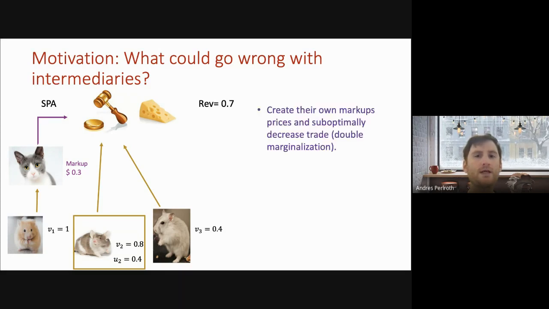So we see from this exercise that because there is an intermediary who is charging a markup fee, the seller's revenue decreases, and there is a suboptimal allocation of the good.